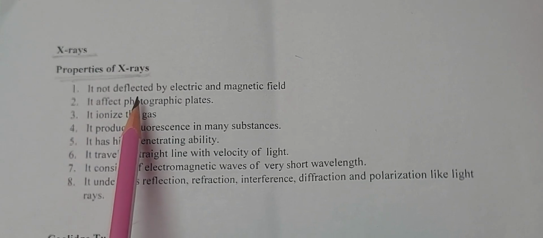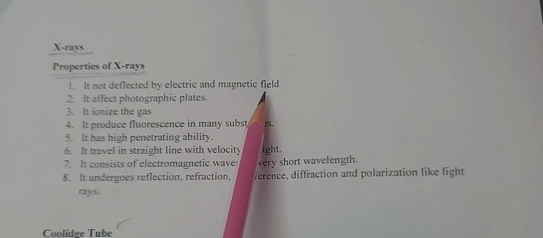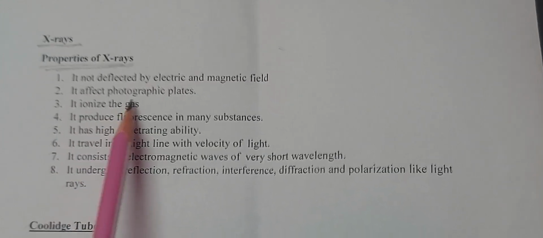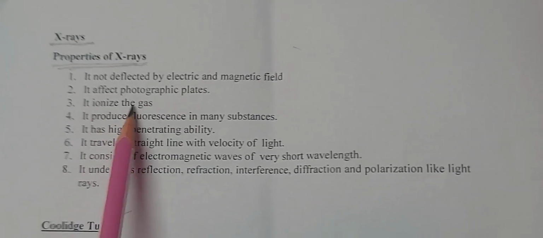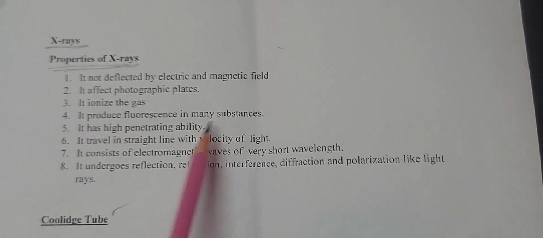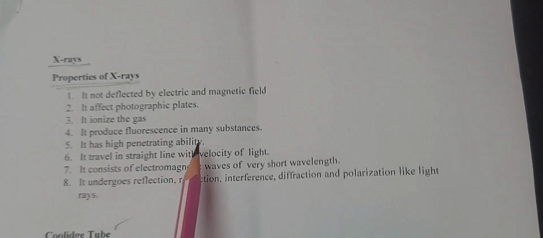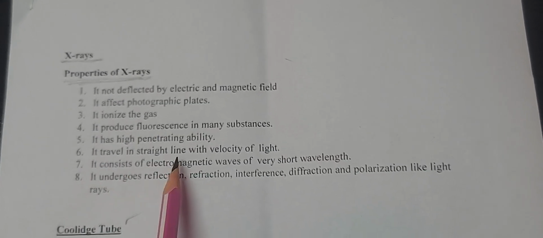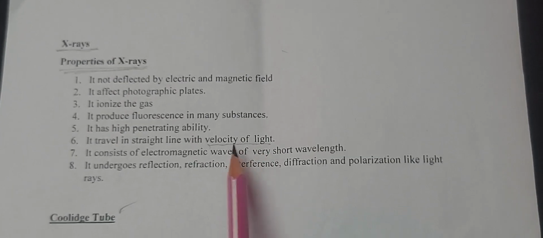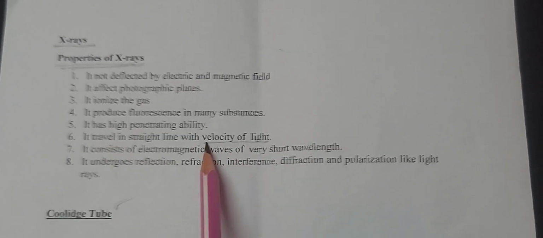It is not deflected by electric and magnetic fields, and it affects the photographic plate. It ionizes gases. It produces fluorescence in many substances. It has high penetrating ability. It travels in a straight line with the velocity of light. So, as mentioned here, it travels with the speed of light.